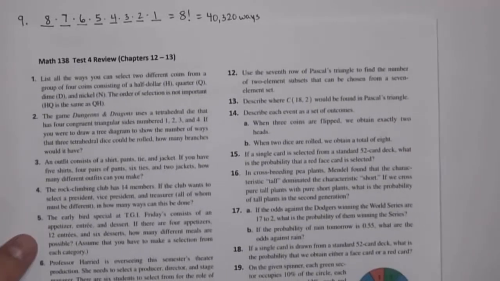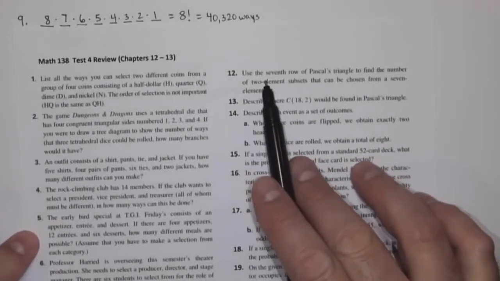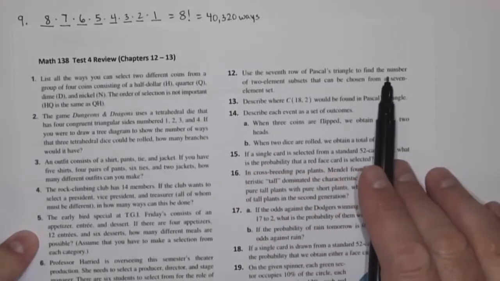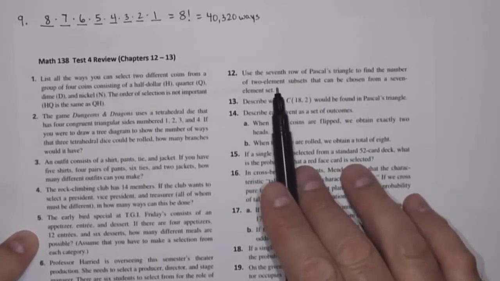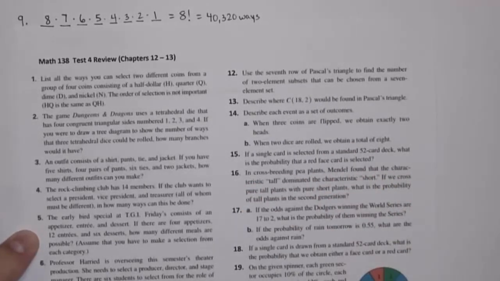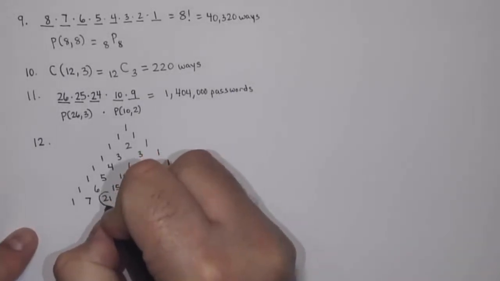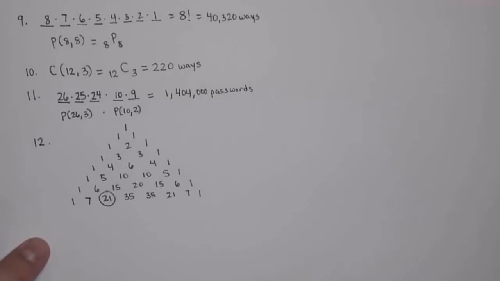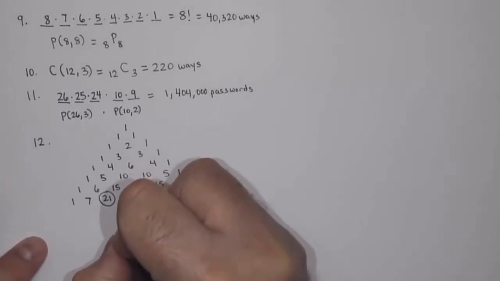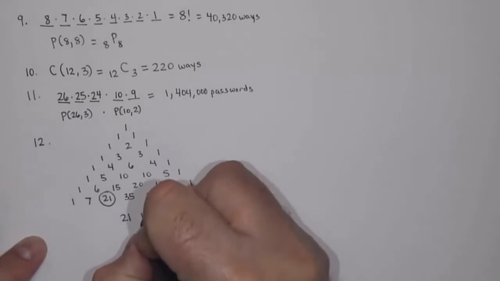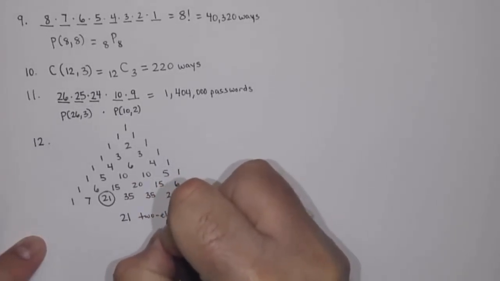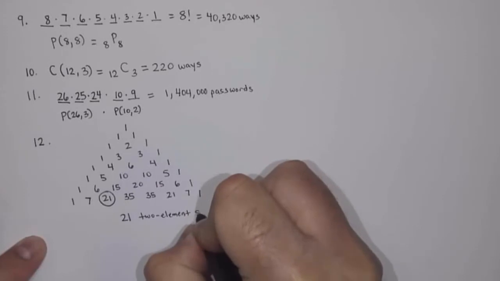So this is the 7th row of Pascal's triangle. So again, we want to use the 7th row of Pascal's triangle to find the number of 2-element subsets that can be chosen from 7-element sets. So the 2-element subset is going to be the second entry in the 7th row of Pascal's triangle. Now this is the 0th entry, this is the first entry, this is the second entry. So the answer is going to be 21. So there are 21 2-element subsets.